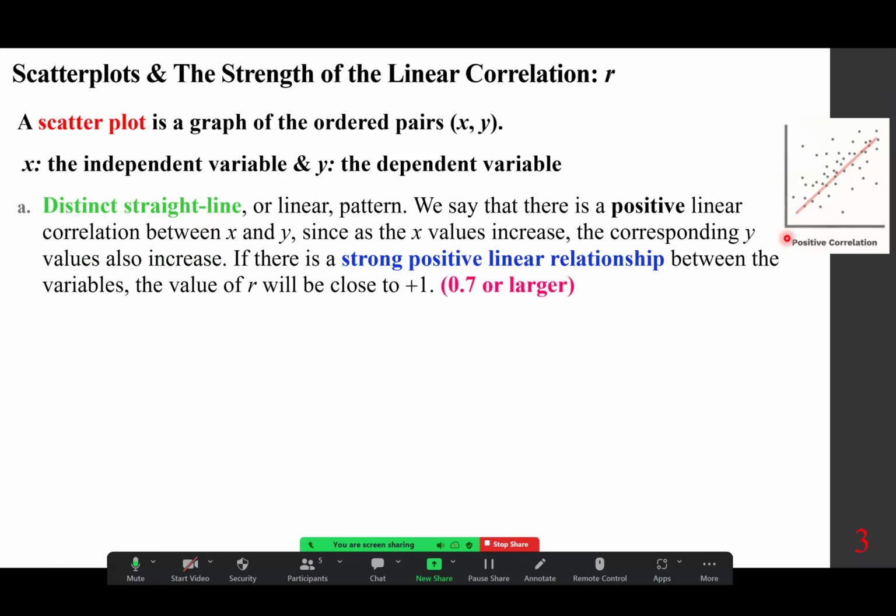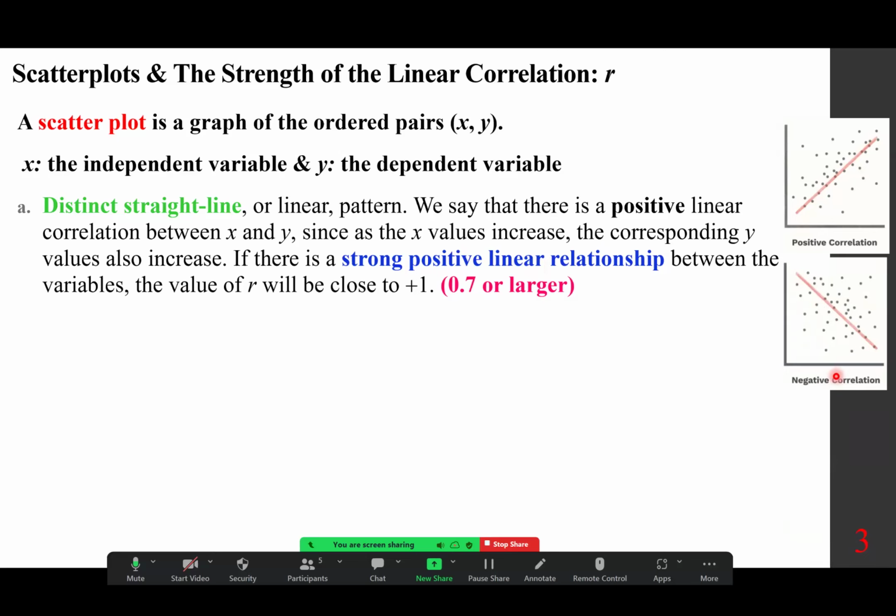Distinct straight line or linear pattern, we say that there is a positive linear correlation between x and y, since as the x values increase, the corresponding y values also increase. If there is a strong positive linear relationship between the variables, the value of R will be close to positive 1. Generally speaking, 0.7 or larger refers to a strong positive linear relationship.